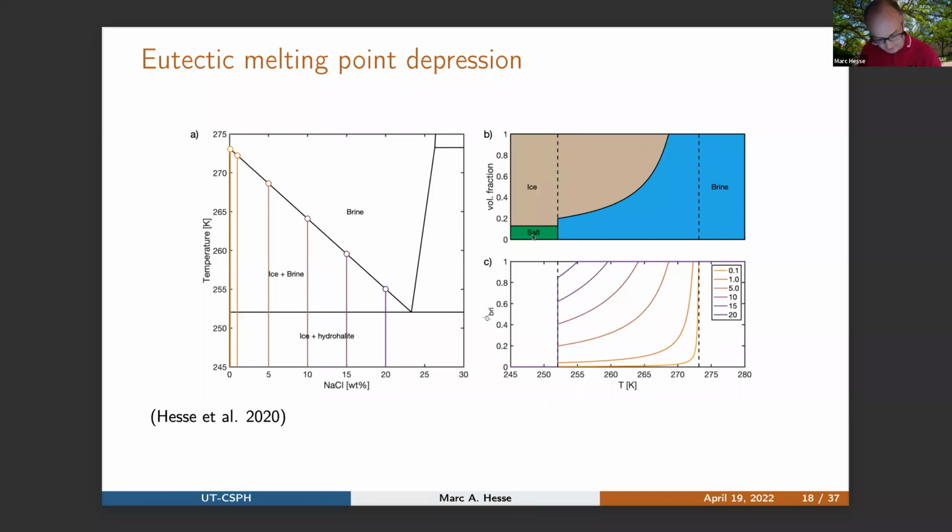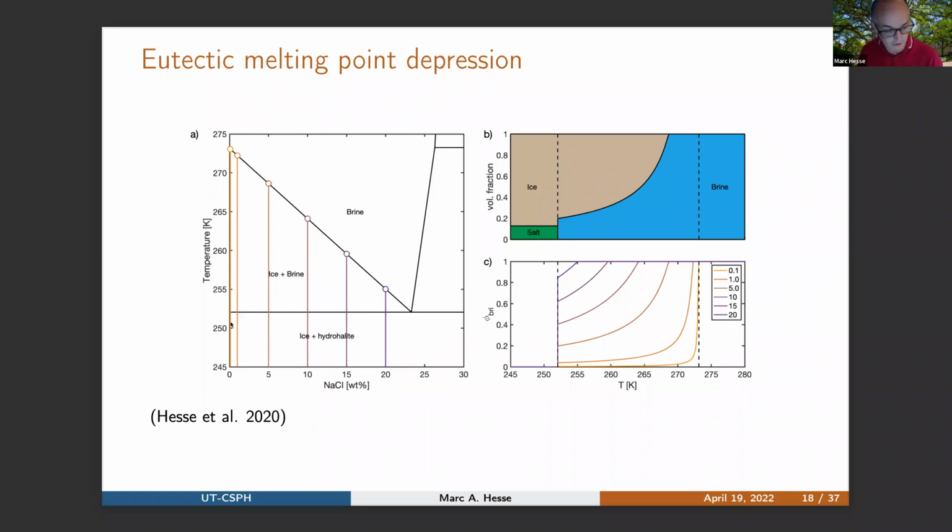And nobody's arguing that Europa's crust has like 30% by weight salt in it. Everybody's just talking about impurities. So if you have very small amounts of salt present, then you will only get very small amounts of melting. And that's what's shown down here in the bottom diagram, which simply shows the volume fraction of brine as a function of temperature for different weight percent of salt present.